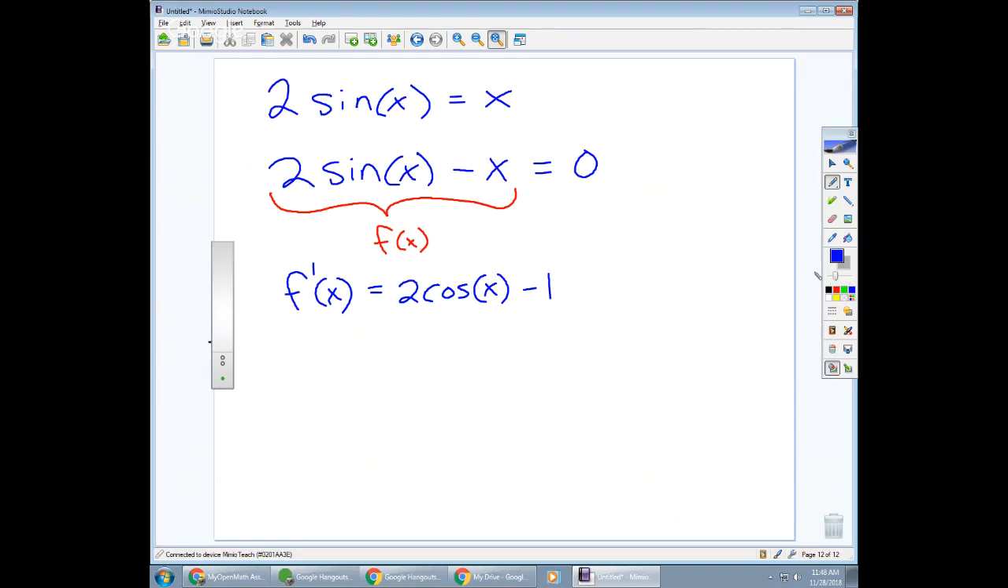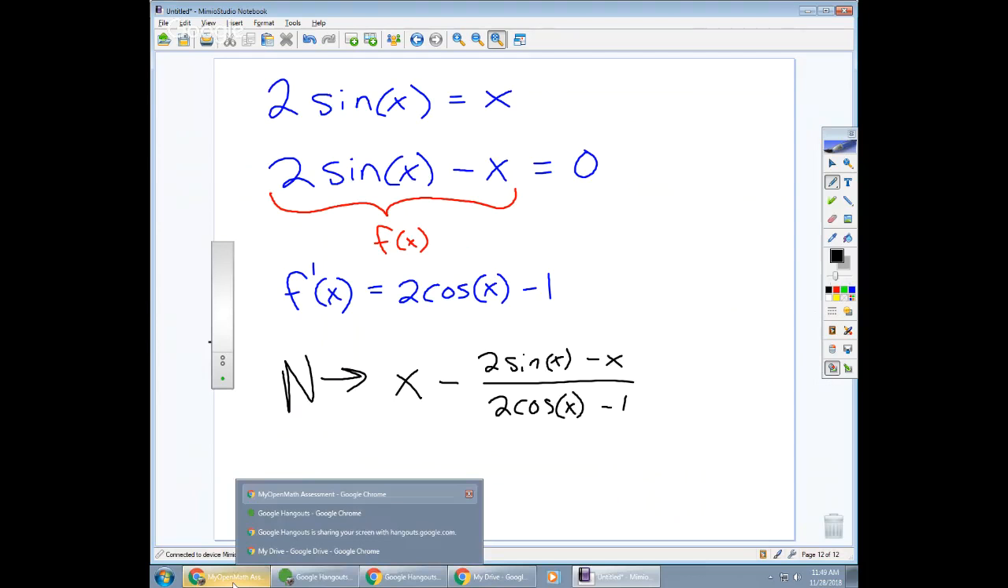Anyway, Newton's method says to take an x value and subtract from it the ratio of the function, which would be twice the sine of x minus x, over the function's derivative, twice the cosine of x minus 1. So that's Newton's method. Then you decide whether you want to use a hand calculator or Desmos or a spreadsheet. Personally, I love a spreadsheet for this because a spreadsheet is great at recursive problems.